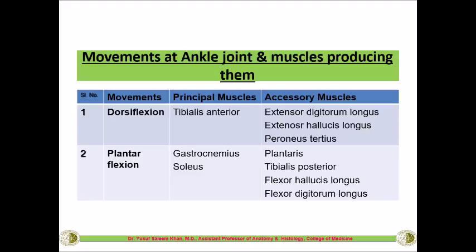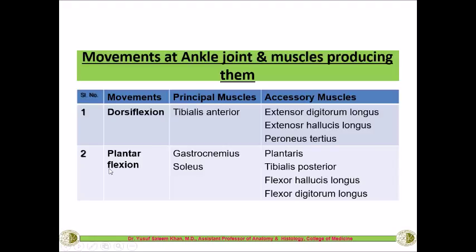And try to show the sole in the front. So that is called dorsiflexion, and the plantar flexion, where you allow the ankle joint to drop the foot, that is called plantar flexion. The dorsiflexion is done by the muscles in the anterior compartment of the leg. This is called the tibialis anterior, which is the principal muscle in dorsiflexion, and there are accessory muscles like the extensor digitorum longus, extensor hallucis longus, as well as the peroneus tertius.